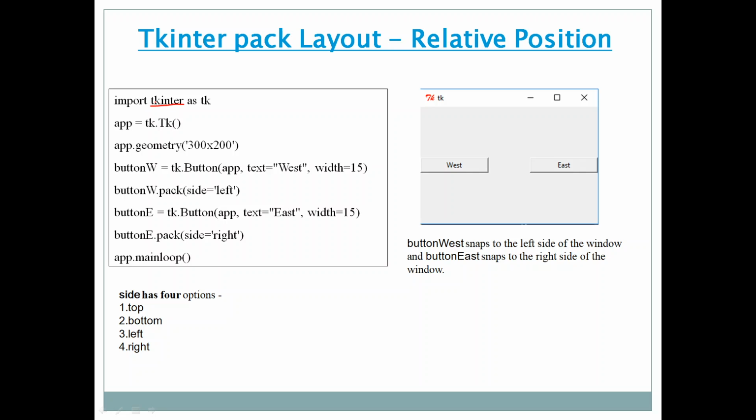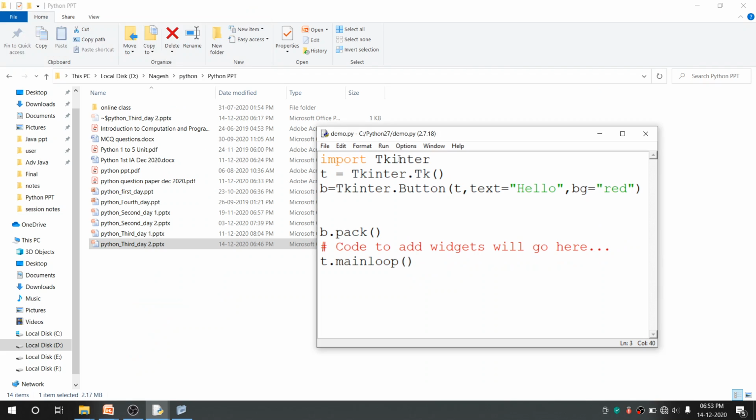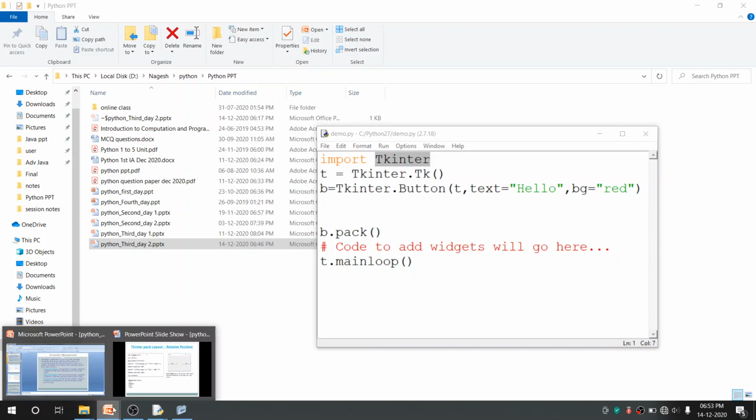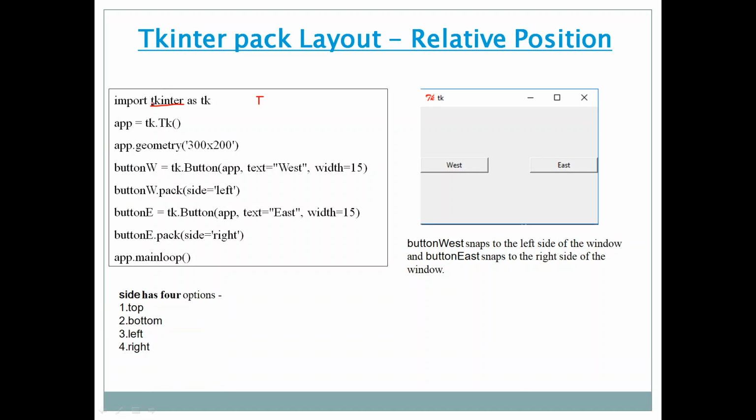If you look at this tkinter, you may find there is some difference from the earlier tkinter which we used. The difference is that in the earlier case, the T was capital. I'll show you the example which we have seen. Look at this example. Here the T was capital, but in this example you see the t is small.